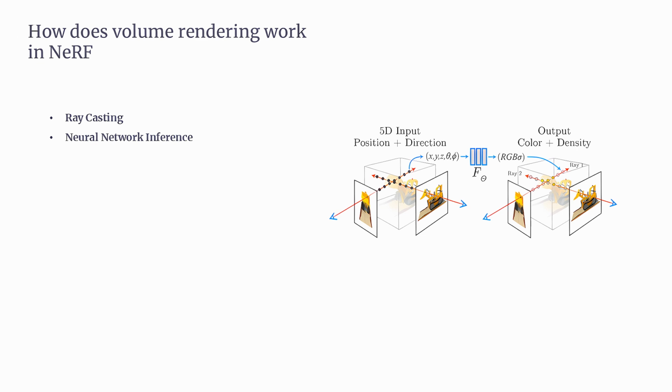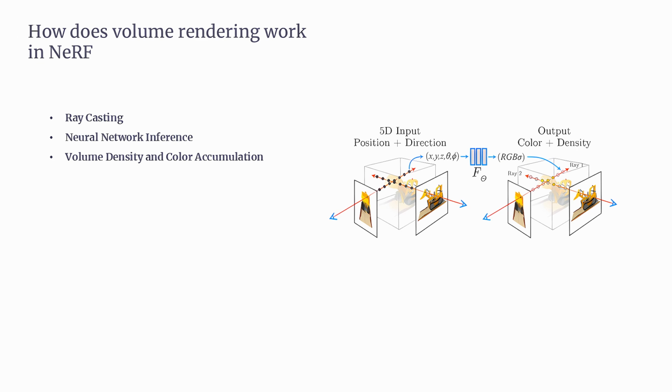The second, neural network inference. At each of these sampled points along the ray, we input the point's 3D coordinates into the neural network, which transforms them into a higher dimensional representation. This transformation helps capture high-frequency details of the scene. For each sampled point, the network outputs color, RGB, the color at that point in space, and volume density, a scalar that tells us how much light is absorbed or scattered at that point, affecting the opacity.